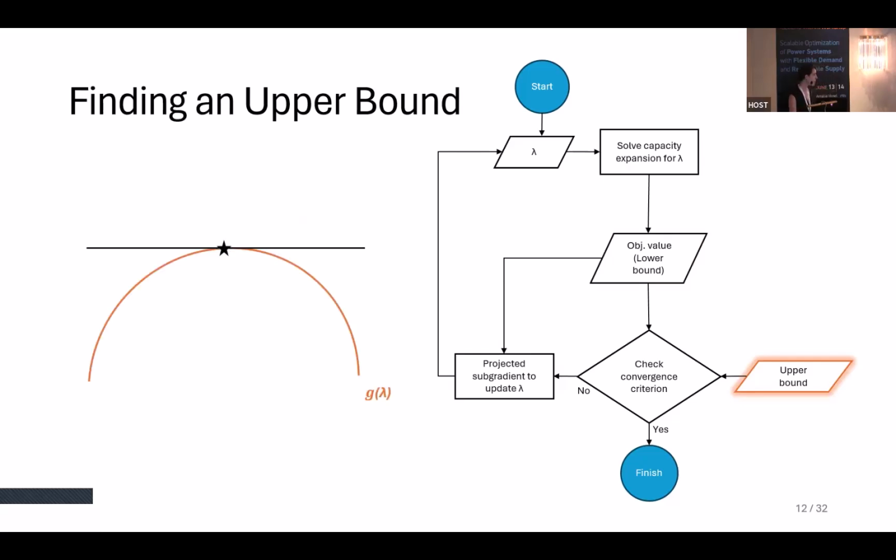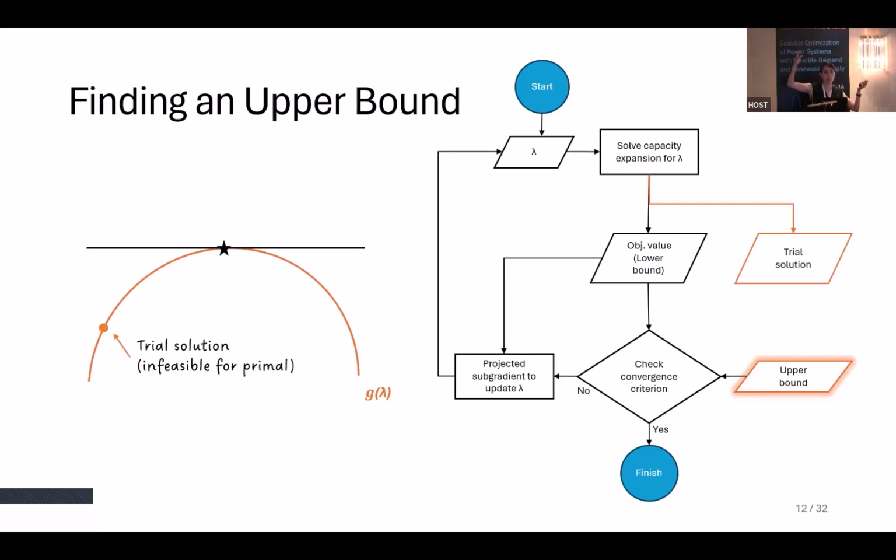So again, here is the picture that I showed you before. Assume that we have solved G of lambda and we have a trial solution. Now, every solution is infeasible for the primal problem. Why? G of lambda is penalizing the violation of the constraint, but there is a violation of the constraint. So every solution we get from G of lambda, except for the optimal, is violating the constraint.